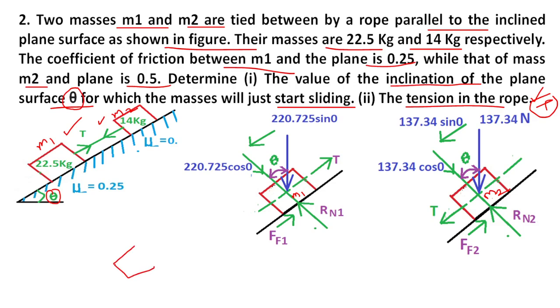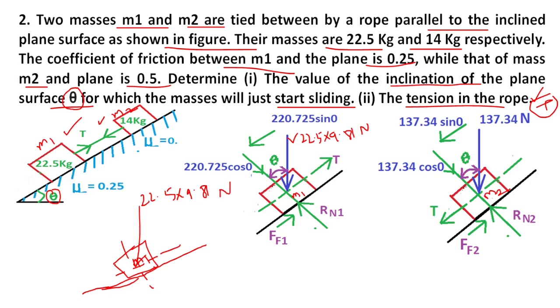This is the inclined surface of mass m1, 22.5 kg, with its parallel and horizontal lines. The weight acts vertically: 22.5 into 9.81 Newtons.